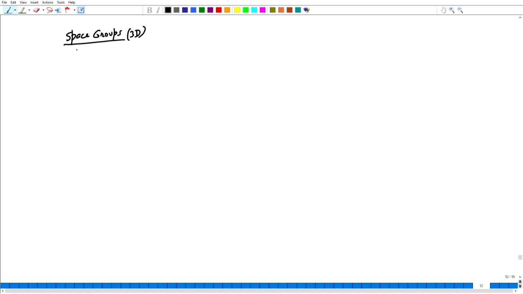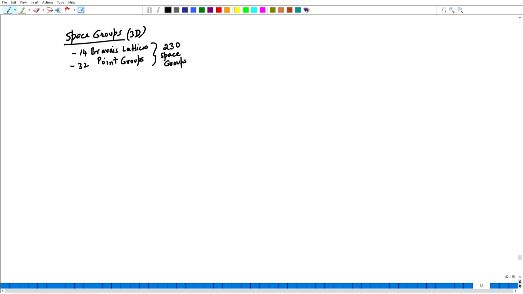So, we have 14 Bravais lattices and we have 32 point groups. We combine them to get 230 space groups.